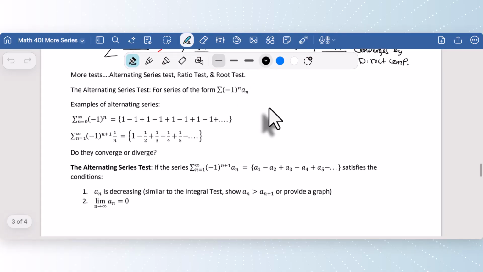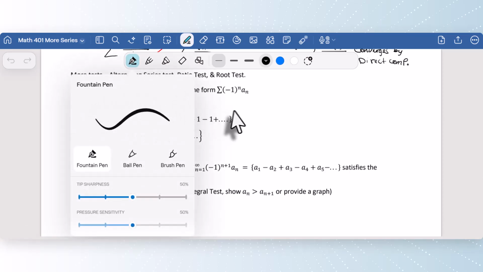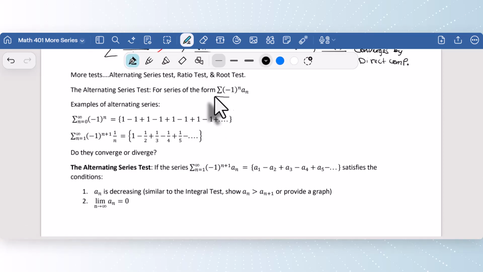So the alternating series is kind of what it says. An alternating series has the form summation (-1)^n a_n. So you have this pattern of (-1)^n. Wherever the sum starts, if it starts at 0 or at 1, that's the n you plug in. And so you may start with a negative first or with a positive.